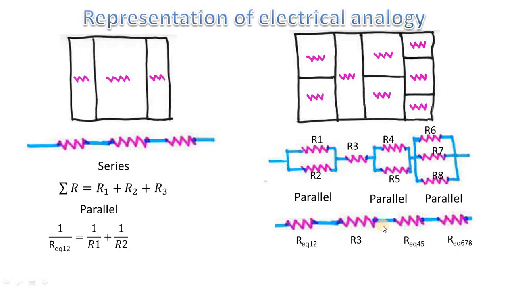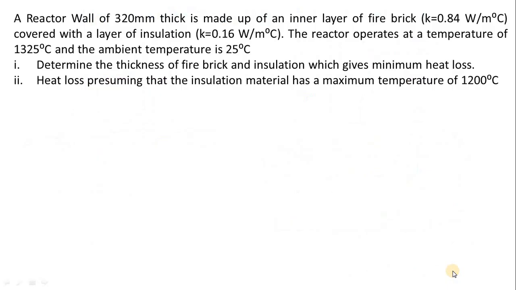Now if you look into this circuit, it is in series. So after finding the equivalent resistance values, you can add all these resistances to find the summation of R. The summation of R is equal to R equivalent for 1, 2 plus R3 as it is plus R equivalent 4, 5 plus R equivalent 6, 7, 3.